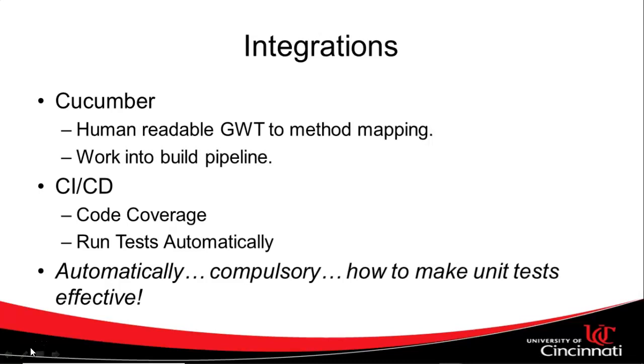There are several integrations that we can use in our unit tests. One of them is Cucumber. Cucumber is a tool that takes human-readable Gherkin-style syntax, or given-when-then syntax, and maps it to methods. One nice thing about Cucumber is that it can be integrated into a CI/CD, or continuous integration, continuous delivery, or continuous deployment pipeline. And that compulsory nature is very important for the success of unit tests.